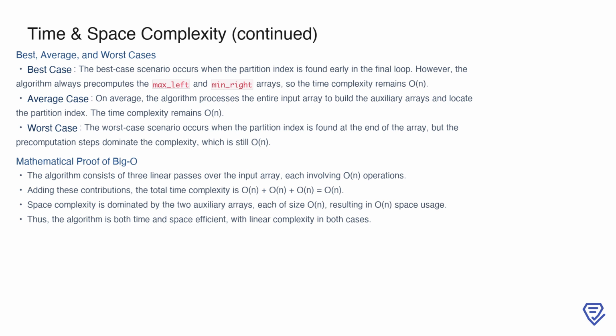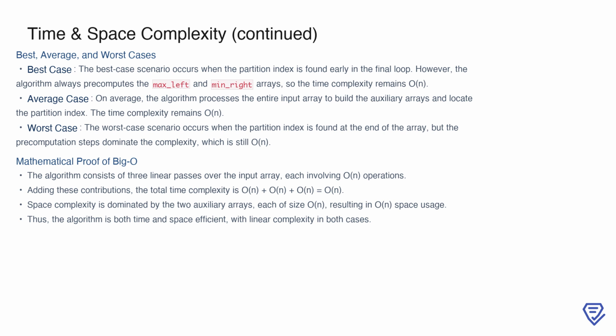Mathematically, the time complexity is derived from the three linear passes, each contributing O(n), resulting in O(3n), which simplifies to O(n). Space complexity is dominated by the two auxiliary arrays, each requiring O(n) space, and constant space for scalar variables, leading to a total space complexity of O(n). This demonstrates that the algorithm is highly efficient in both time and space usage, making it well suited for large input sizes.